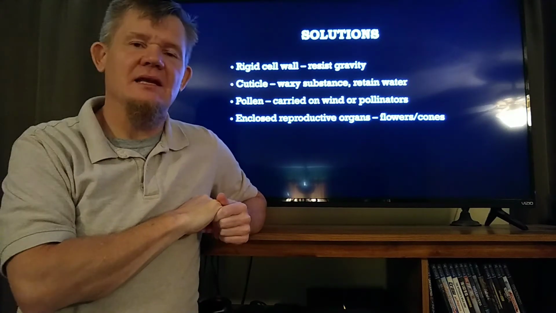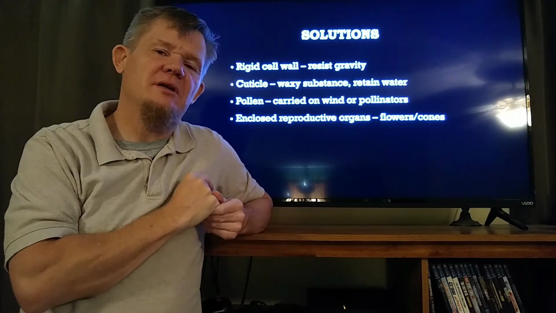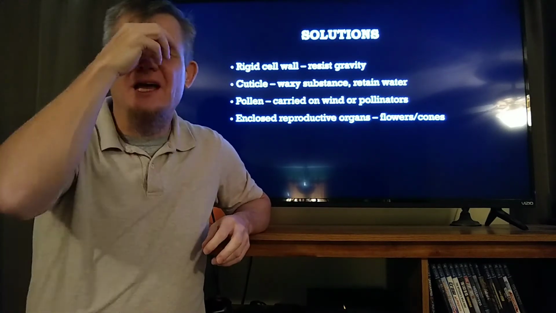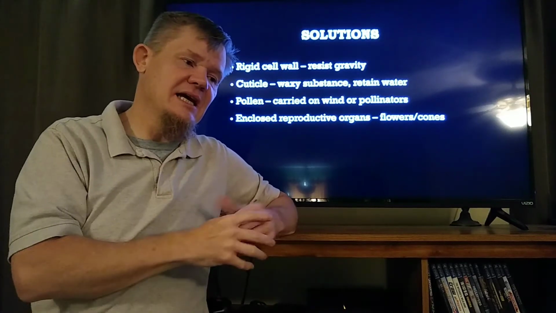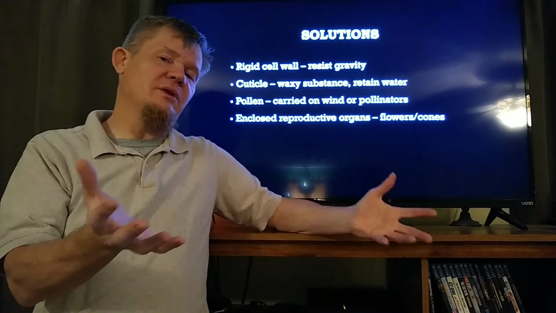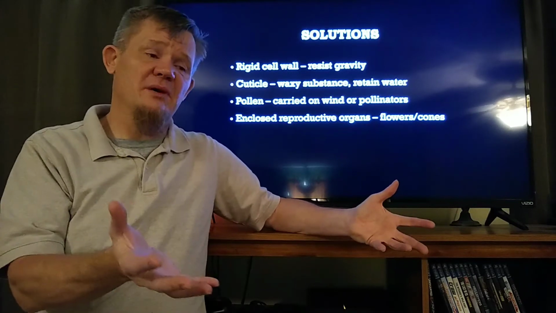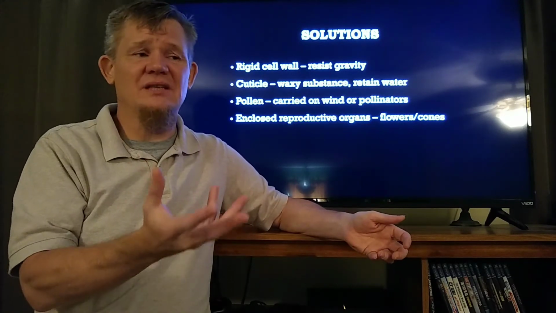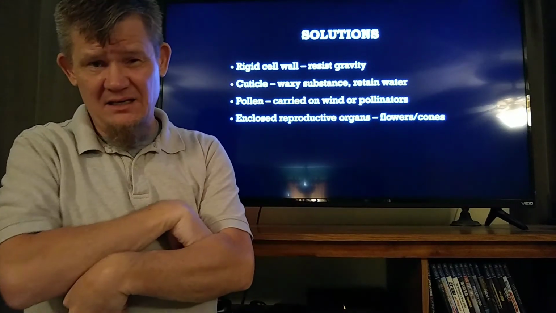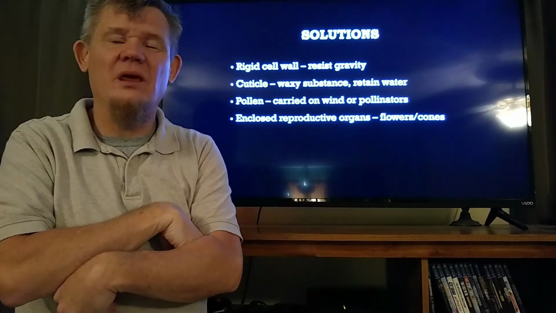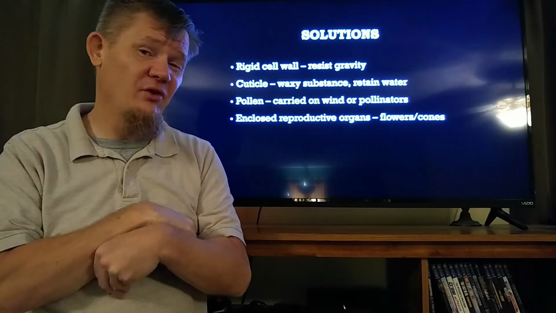The last thing is enclosed reproductive organs. This creates an additional problem, but it solves a second one, and that is that the female just can't lay there with the egg sitting out, because we already talked about this. We said the egg is very fragile and can dry out and die really easily. So the egg has to be kept inside of an organ that will keep it moist, that will keep it wet, that will keep it from drying out.